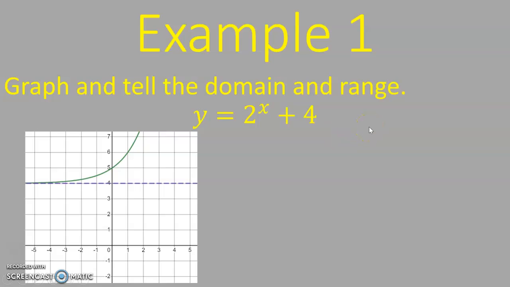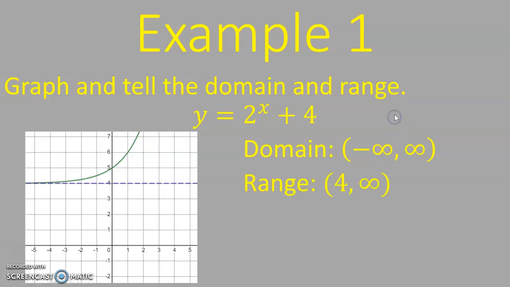Now, with regards to domain and range, the domain is all the x values covered by a graph, as discussed in a previous video. So if you look, this green graph is going to go left. It's never going to cross that purple line, but it will go left forever, and it's still tending to the right forever. So we say our domain is all real numbers, from negative infinity to positive infinity.